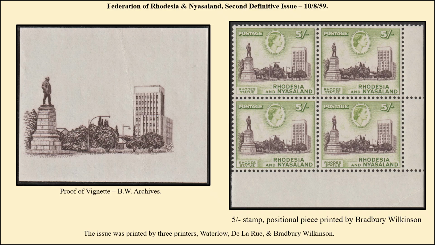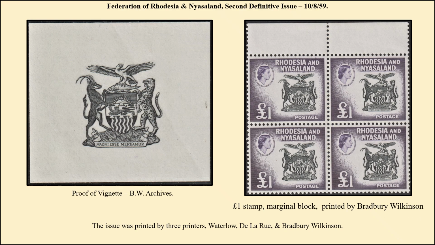Positional piece of the 5 shilling value, and on the left the proof of the vignette from the Bradbury Wilkinson archives. The statue is that of Cecil Rhodes. There's a marginal copy of the £1 with the vignette from the Bradbury Wilkinson archives.